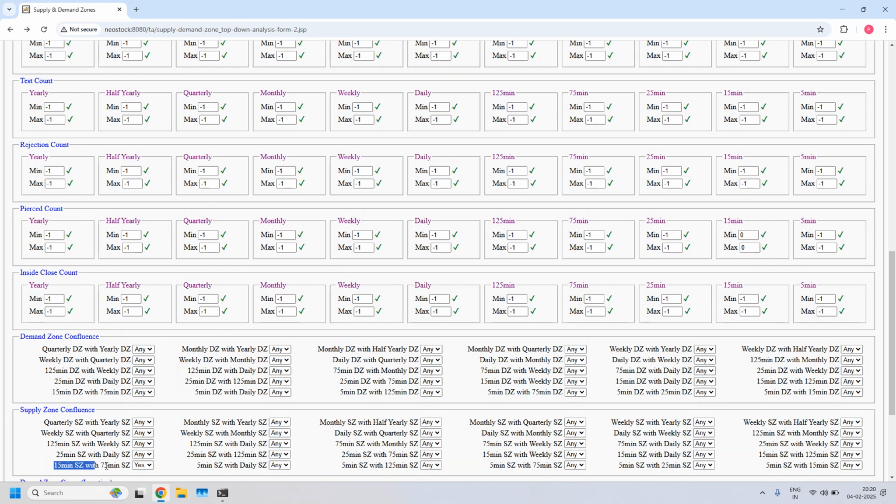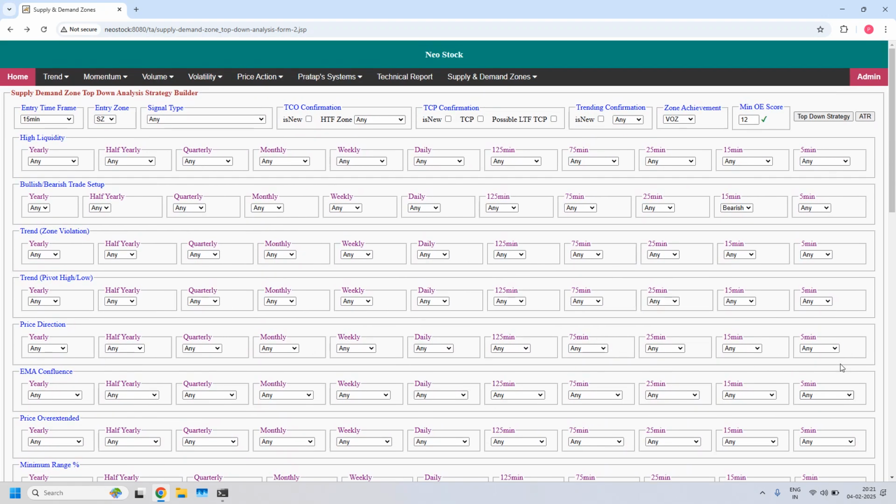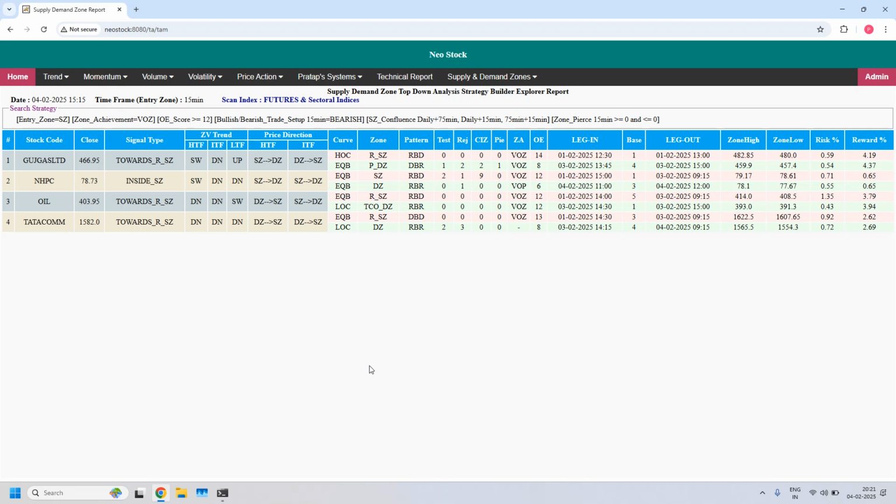First filter is already enabled. Second filter: 15 minute supply zone with daily supply zone confluence. 75 minute supply zone with daily supply zone confluence. With all the 3 filters, LTF, ITF, HTF supply zone confluence, we got 4 stocks. In these 4 stocks, these 15 minute supply zones are overlapped with the 75 minute supply zone. Both together again overlapped with the daily supply zone.